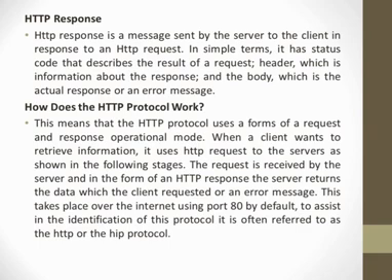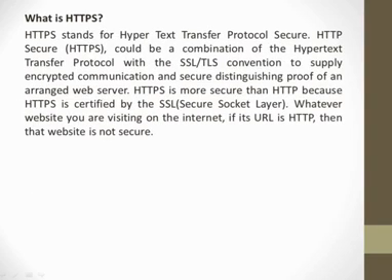How does the HTTP protocol work? HTTP protocol uses a request and response operational mode. When a client wants to retrieve information, it sends an HTTP request to the server as shown in the following stages. In the HTTP response, the server returns the data which the client requested or an error message. This takes place over the internet using port 80 by default. Now we are going to see about HTTPS. HTTPS stands for Hypertext Transfer Protocol Secure.